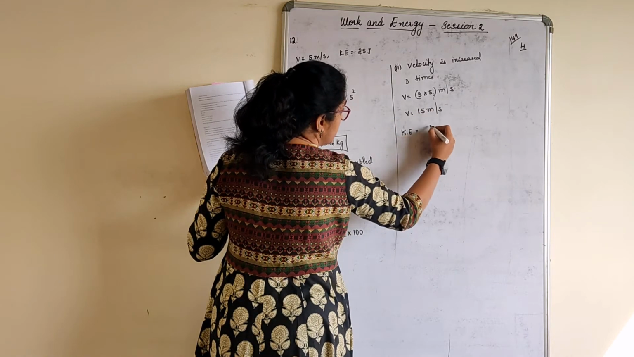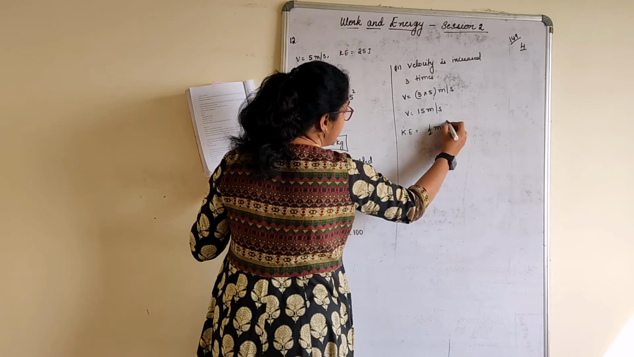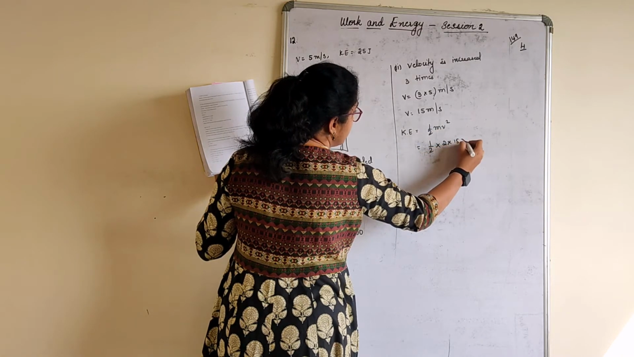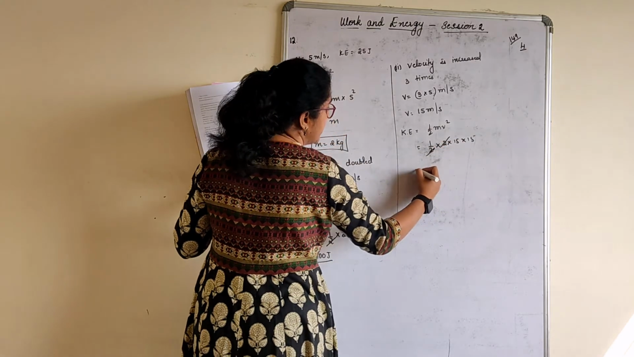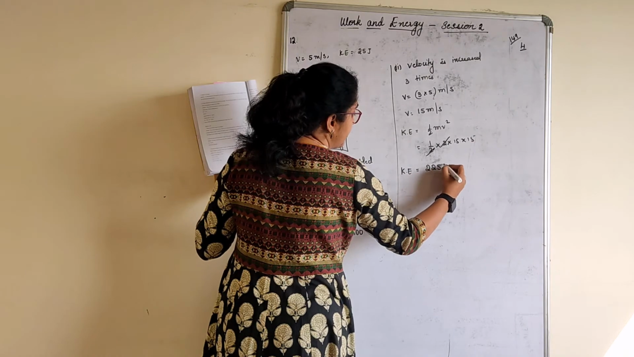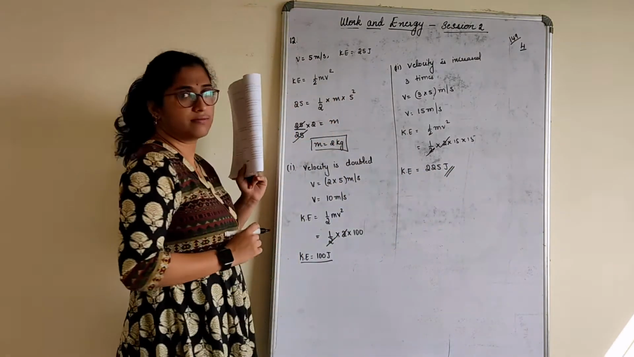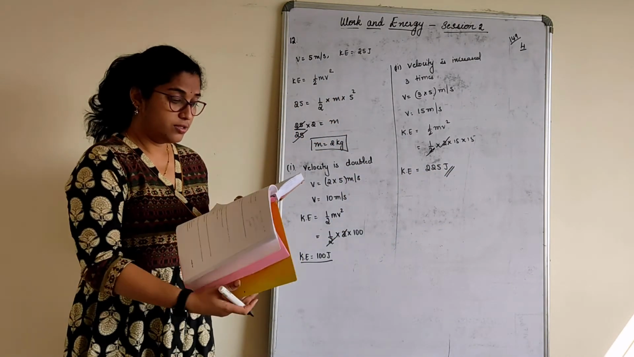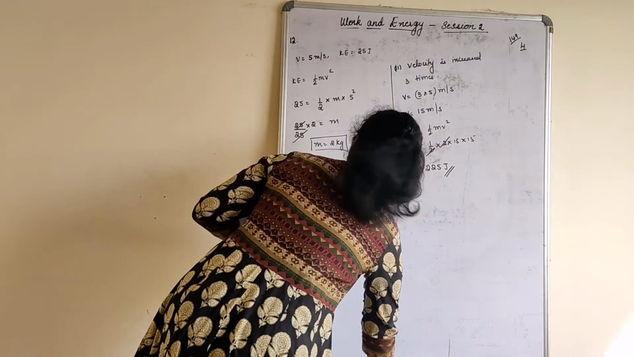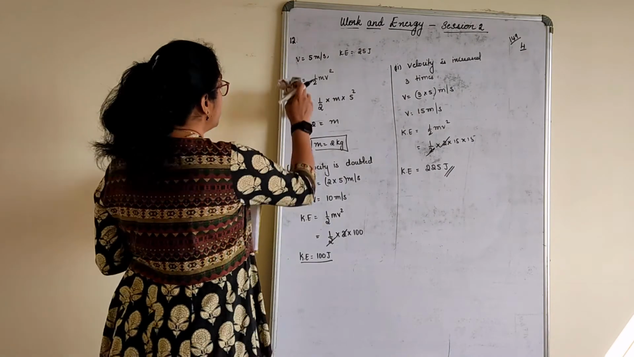Kinetic energy is equal to half mv square. So half into 2 into 15 into 15. Cancel. Kinetic energy is equal to 225 joules. Very simple. So we'll go with the next one. 12th is over. Now 13th one.